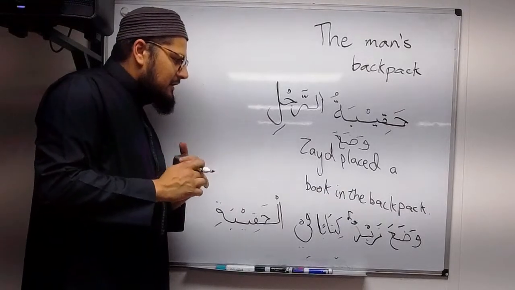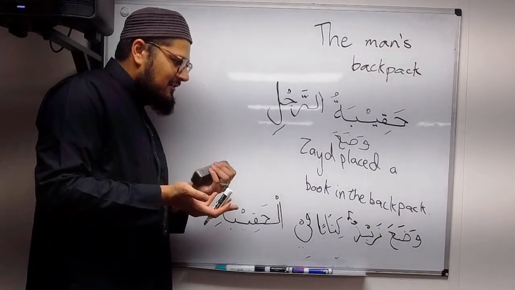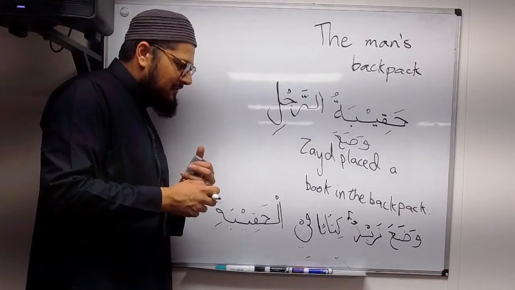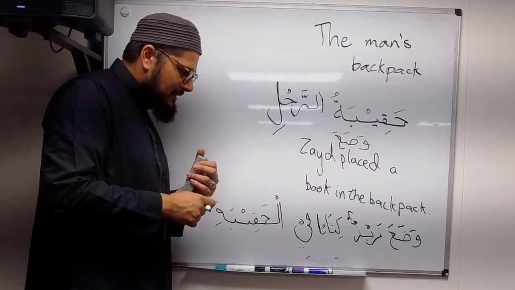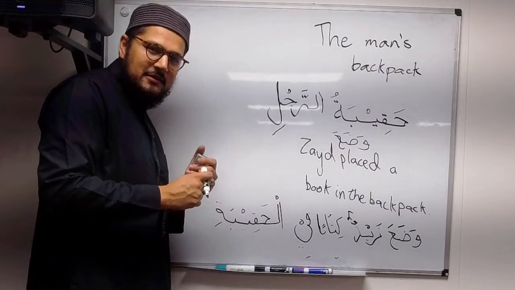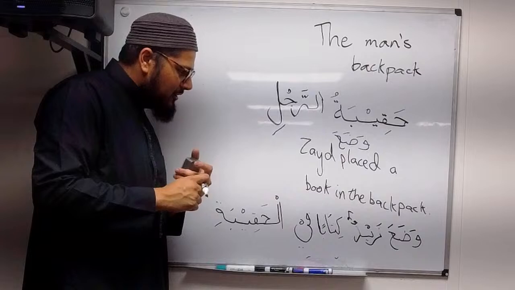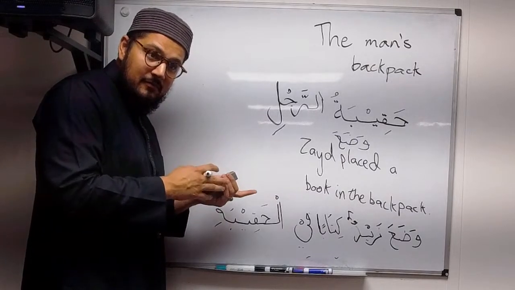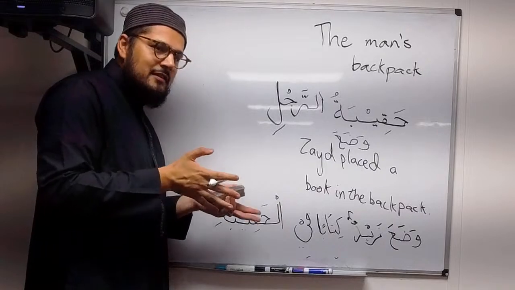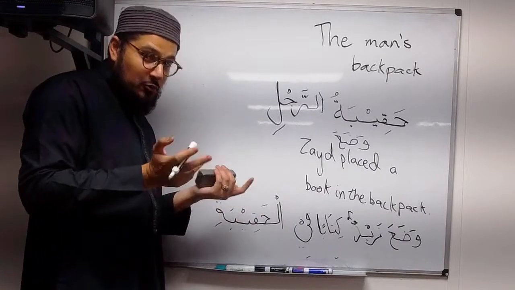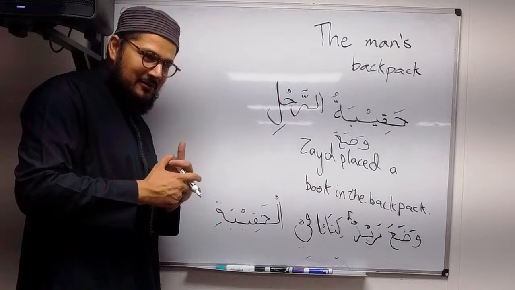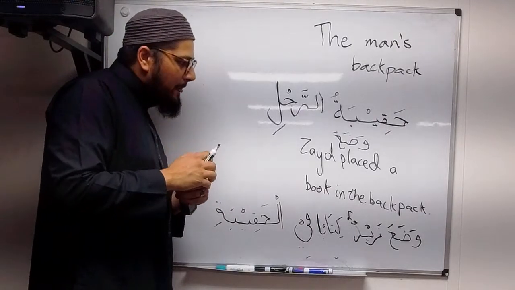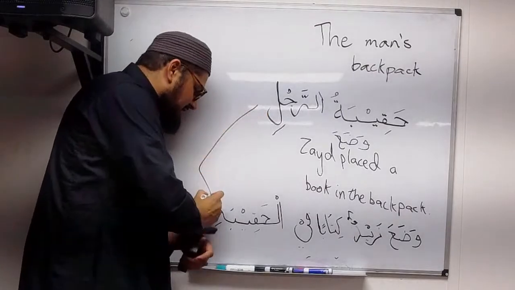We've completed a sentence that has a fi'l. What's the fi'l in this sentence? Wada. What's the fa'il in this sentence? Zaydun. What's the maf'ul? The book, kitaban, a book. What's the harf jar? Fi. And then the word that's in the jar state, which we also call the majroor, is what word? Al-haqibati. Nice.